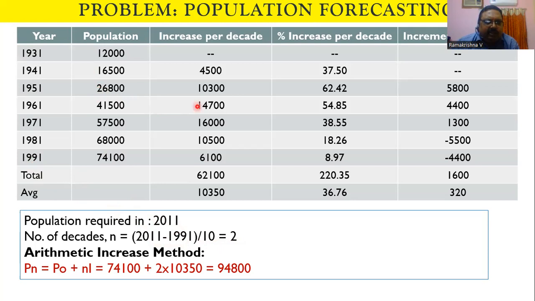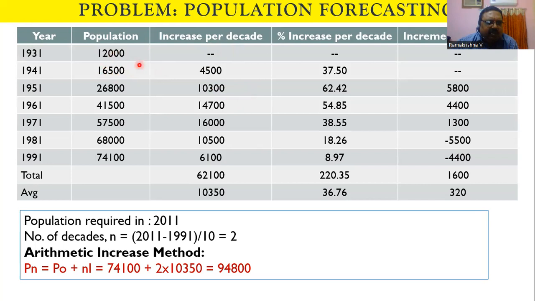To calculate this, first of all, we will make a table. We take the increase of population per decade, the percentage increase per decade, and the incremental increase. All these values we are going to put in the same table, so that we save time to understand three different methods in one particular example.